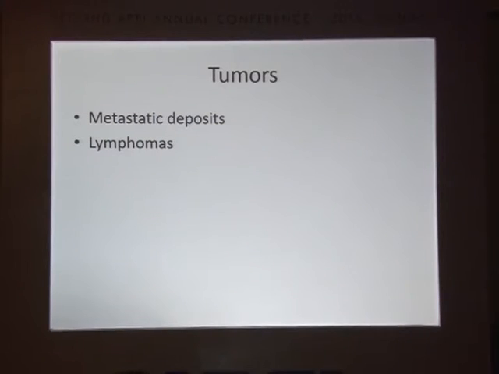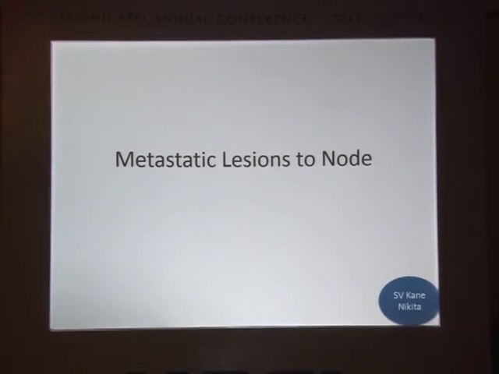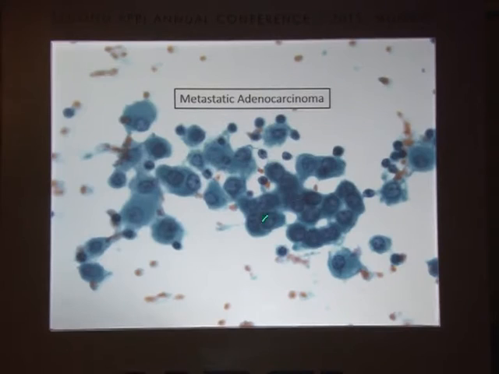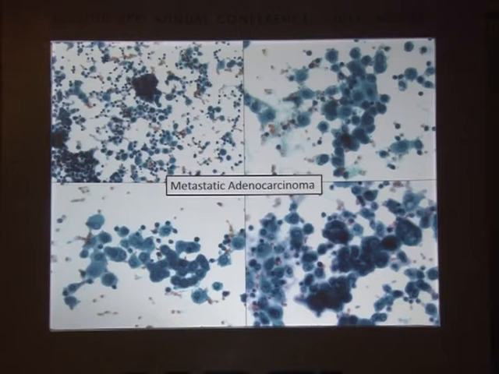Then tumors are of 2 types. One could be metastatic or could be primarily lymphoid tumors or the lymphomas. Metastatic deposits, yeah, Kane and Nikita. These are like classical carcinomas, adenocarcinomas. You can have adenocarcinomas in lymph nodes. And you can do immunohistochemistry or immunocytochemistry to look for a possible primary.